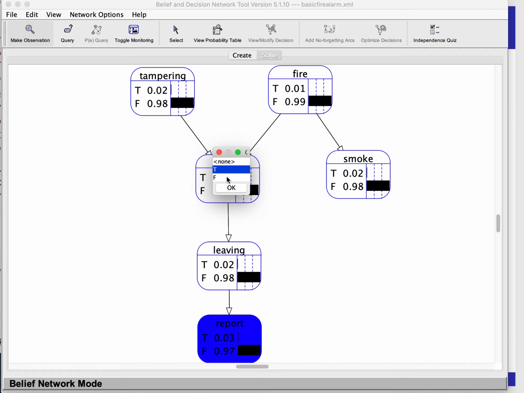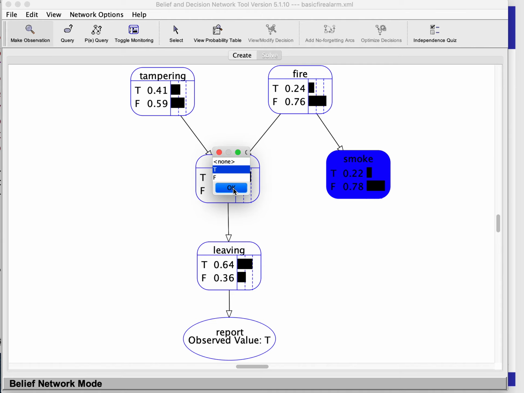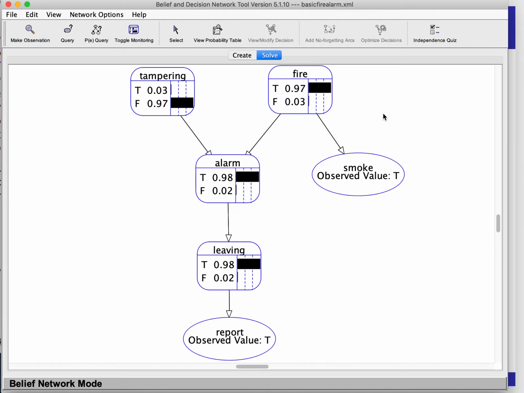If I say there was a report, well, there's a chance there's tampering and there's a chance that there's fire. Okay, so maybe it's just tampering, and so it turns out here that tampering is more likely than fire. If, however, I also observe smoke, then it's much more likely that it's fire, and it's very unlikely that it's tampering. So it's now very likely there's a fire, it's very likely there's an alarm, it's very likely there's leaving, and it's unlikely there's tampering.